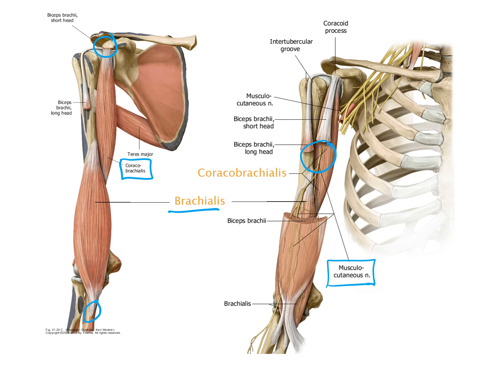Recall that during pronation and supination, the ulna is a stationary bone, whereas the radius is the mobile bone. Because the brachialis muscle attaches to the stationary bone, it does not participate in supination or pronation. However, because the biceps brachii muscle attaches to the mobile bone, the radius, it does participate in supination.